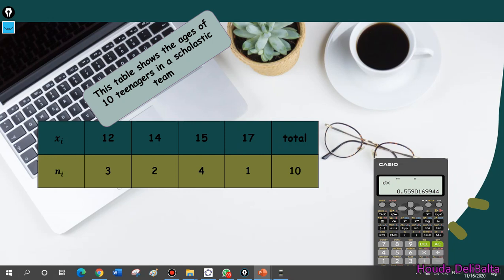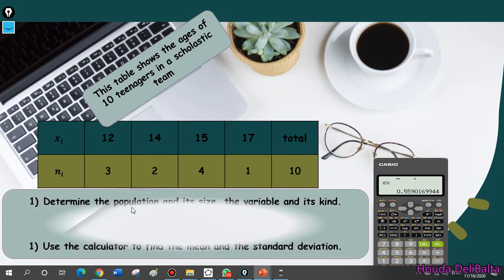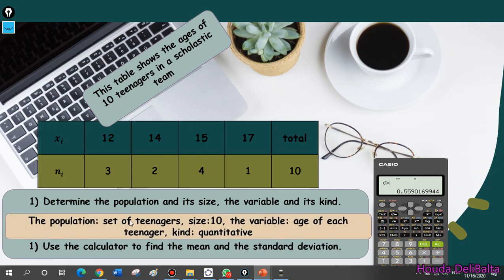Now I'm going to ask you a question. If you remember, what's the population and its size? Determine the population. Who remembers what's the population? So again, this table shows the ages of 10 teenagers in a scholastic team. So the population is the set of teenagers. Its size is the total number, which is here 10.